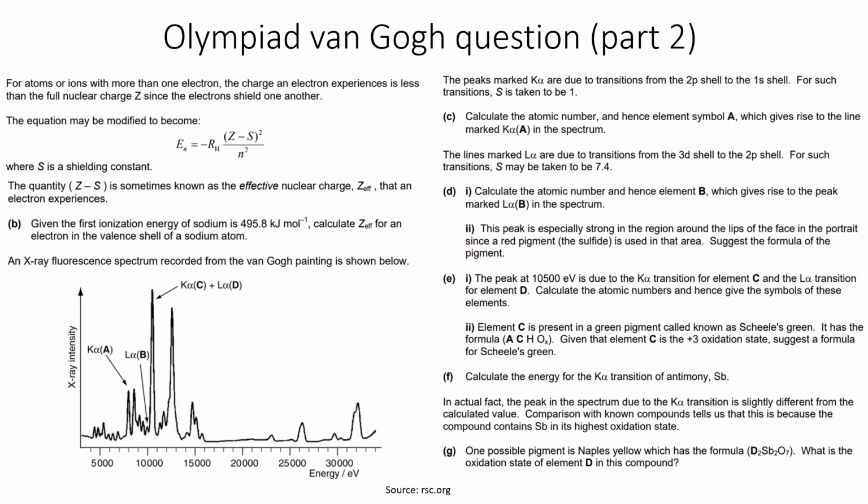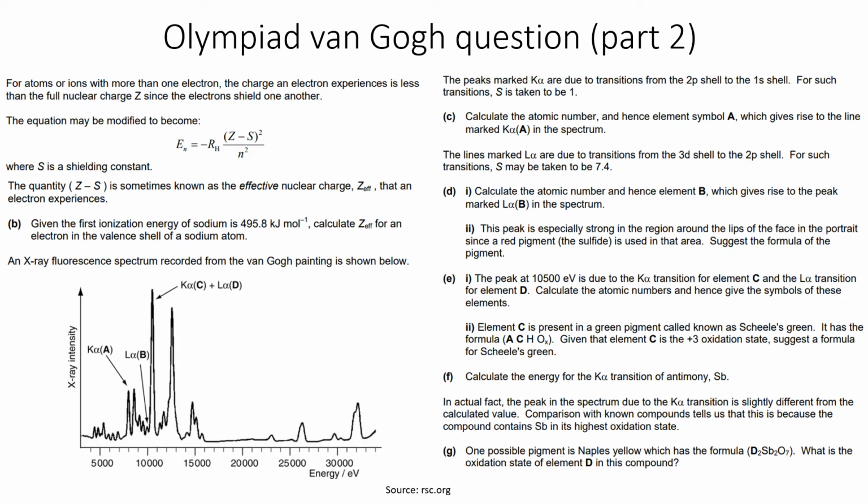And so then in part C, it asks us to calculate the atomic number for an element which gives rise to the particular K alpha line in the spectrum. So we're going to have to read off the spectrum what the energy is, then put that into the equation. We'll need to use the Rydberg constant in electron volts, won't we? Because the energy from the spectrum is in electron volts.